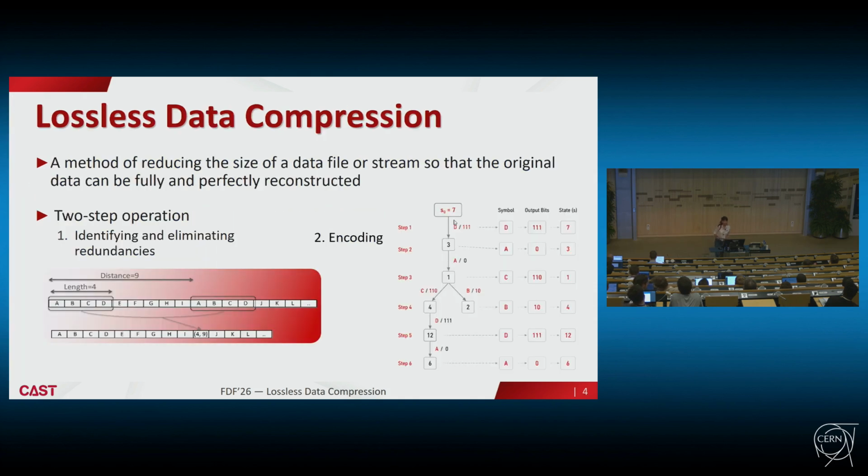Okay. So what is lossless data compression? It's a method of reducing the size of your data stream so that the original data can be fully and perfectly reconstructed. Lossless data compression algorithms usually consist of two steps. The first step is a search algorithm that is a kind of window that you move over your data and you identify redundancies, patterns that are repetitive. And then you encode it by using some kind of encoder that could be Huffman, it could be FSE, it could be dictionary encoding. And this two-step process is your lossless data compression algorithm.